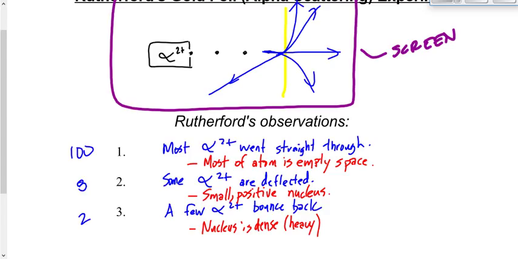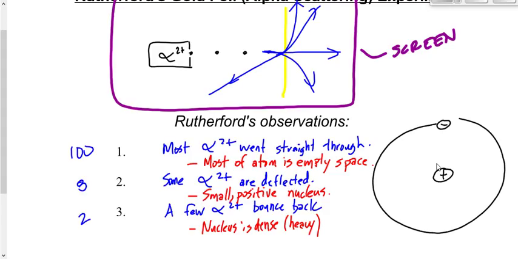This leads to a model of the atom that looks a lot different than the plum pudding or the chocolate chip cookie dough or the raisin bun model of the atom. This leads to the model of the atom that says we have a small, dense, positively charged nucleus, mostly empty space, and then the electrons orbiting around that nucleus. We sometimes call this the planetary model of the atom.